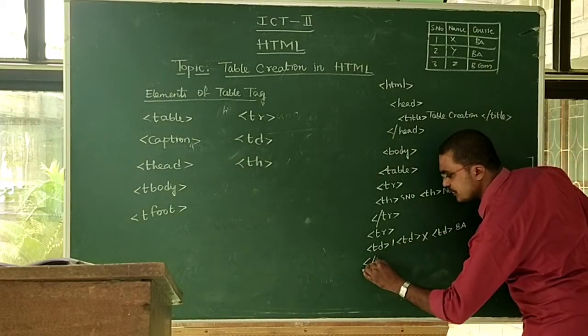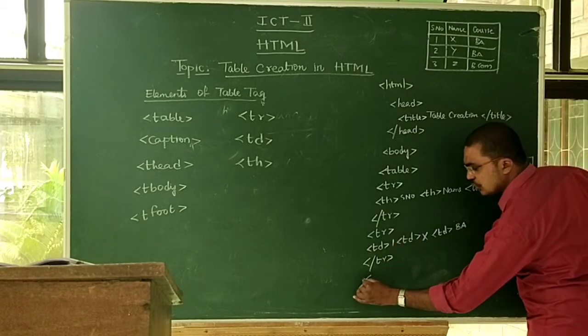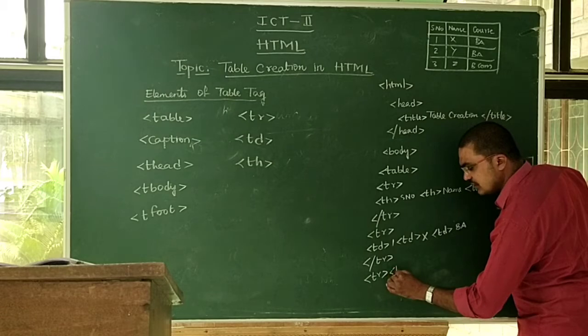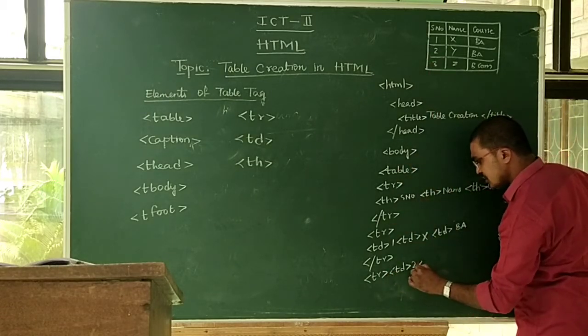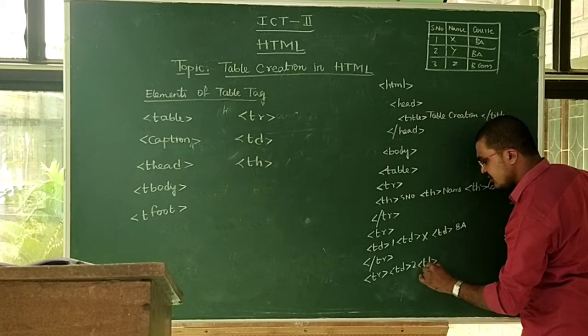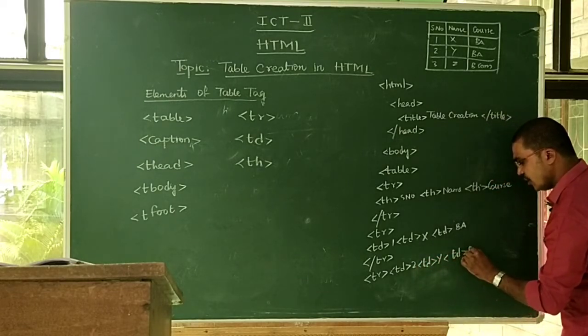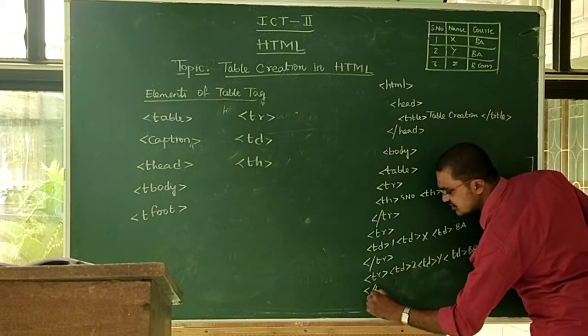Again you close the tr. The row is ended, and you want to start a new row. Again use the tr. Under tr we enter the data. What is the first data in the new row? 2. What is the second data? Y. What is the third data? BA. Whatever it may be, you have to complete it. Once the row is complete, now close the tr.